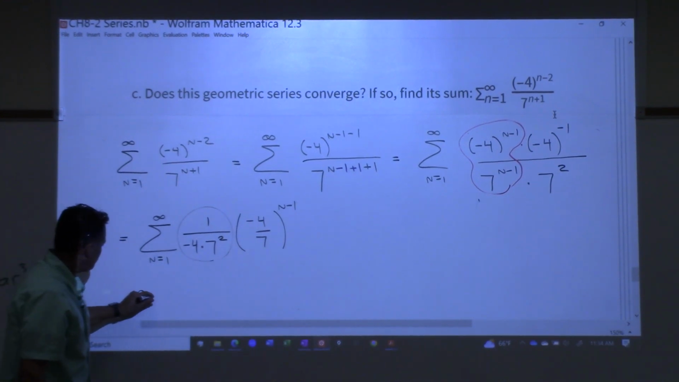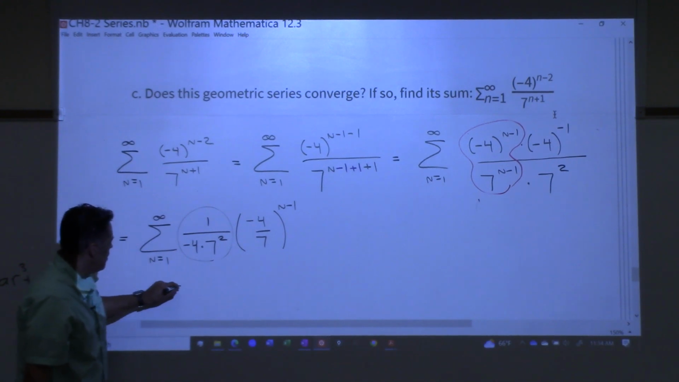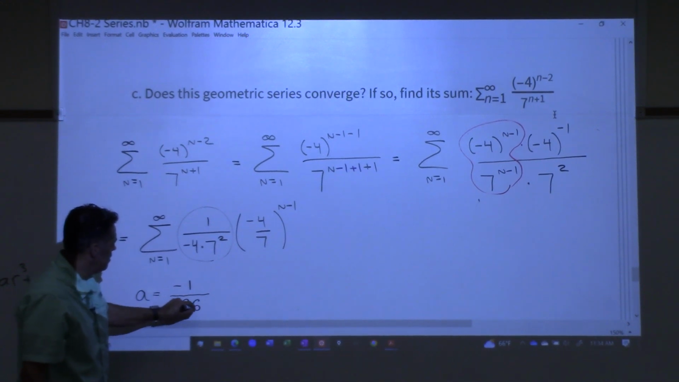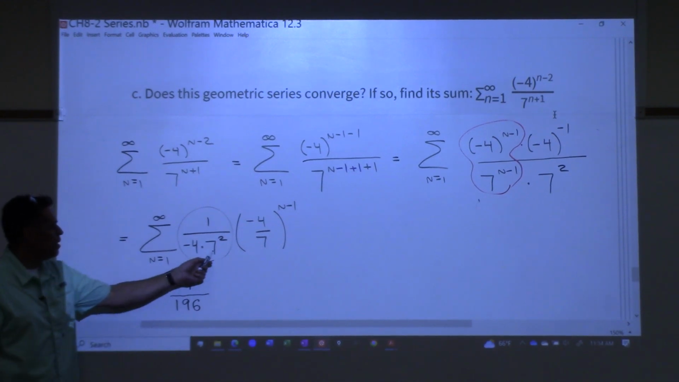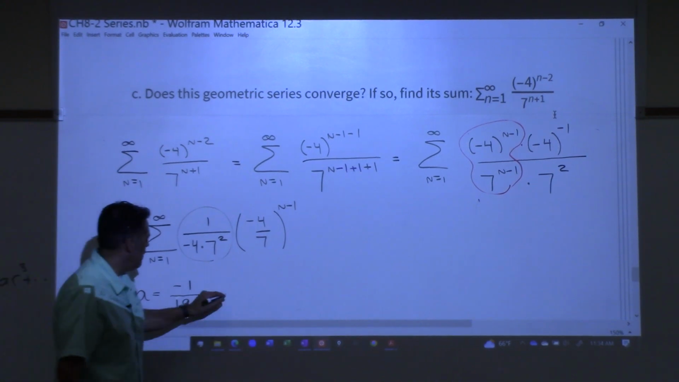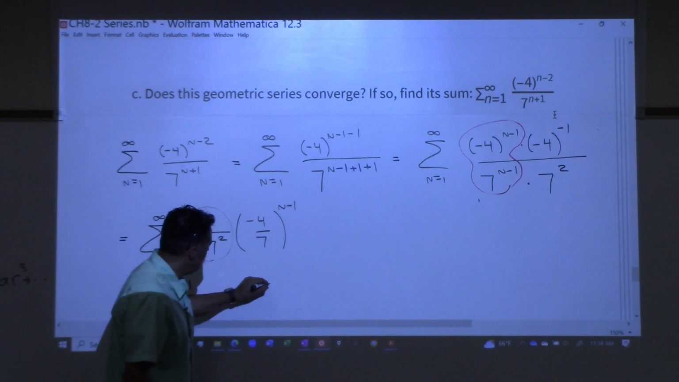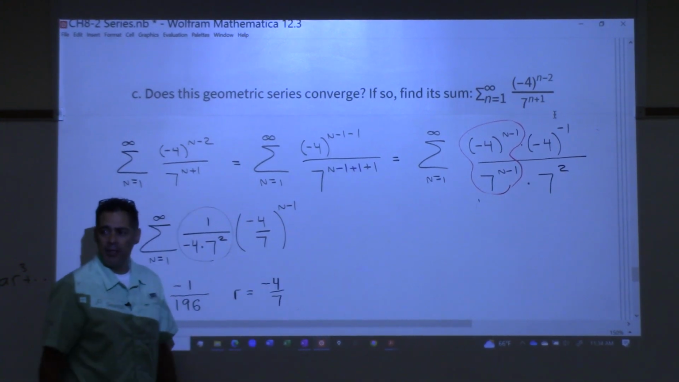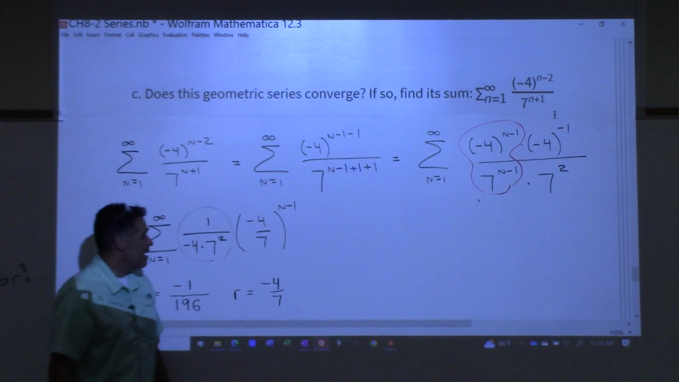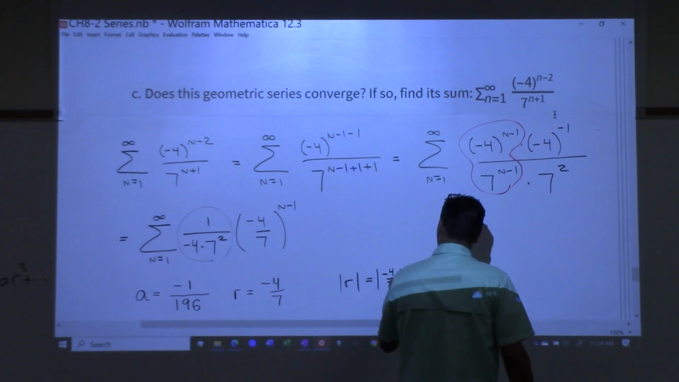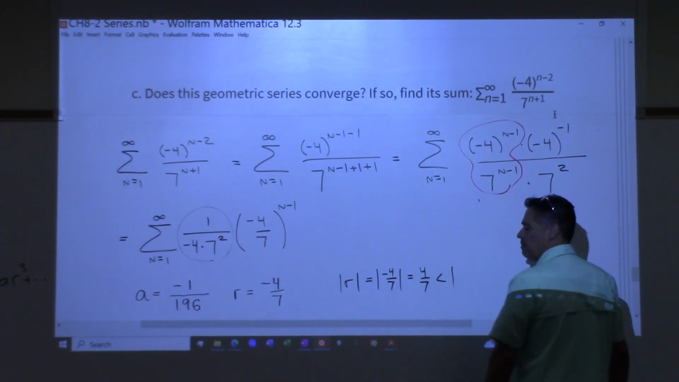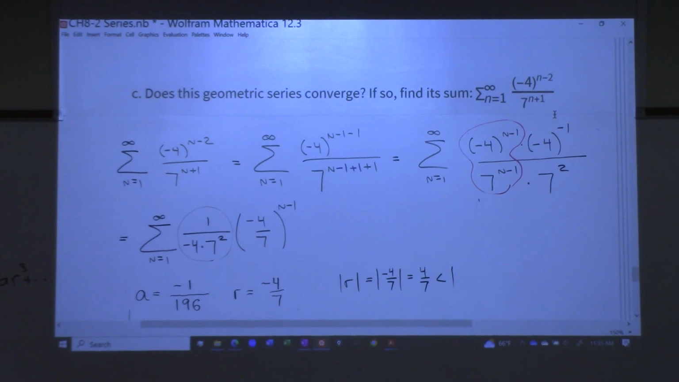So what is A? I need the number though. What is A? Negative 1 over 196? Yeah? We just put the negative on top or out front, right? So you're doing 49 times 4. And then over here, we have R is equal to negative 4 over 7, right? Negative 4 over 7. And now I look at the absolute value of that. Absolute value of R is the absolute value of negative 4 over 7, which is 4 over 7, which is less than 1, right? So I have convergence.